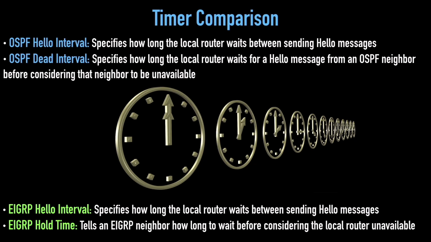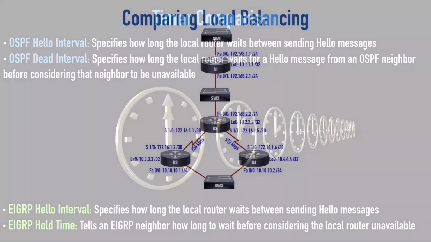So again, the big difference is OSPF has the dead interval, and it says, if I don't hear from my neighbor within this time, they're dead to me. But with EIGRP, I'm telling my neighbor, hey, wait for me for this long, then you consider me to be down. It's like when I'm going into a cave and I say, if you haven't heard from me in 20 minutes, send help or something. We're telling our neighbor how long to wait for us with EIGRP. That's the difference. And finally, let's compare how load balancing works between OSPF and EIGRP.